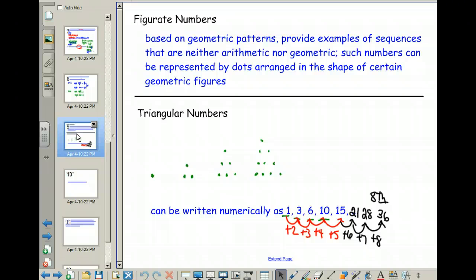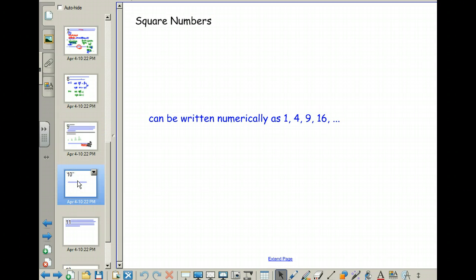Always a good sign. And we had created these triangular shapes, and we counted the number of dots that it took to make the shape, and we noticed some interesting patterns among the number of dots. Their patterns were not arithmetic, but the first differences, the difference between each successive term, actually was arithmetic. And the next set of figure numbers that we're going to take a look at are square numbers.